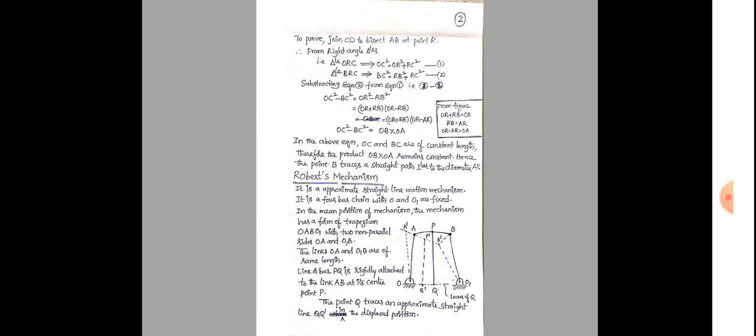This is a Roberts mechanism. The path QQ dash is not exactly a straight line. Therefore, it is said to be an approximate straight line motion mechanism. So this is all about the two broad classifications of straight line motion. One is the exact straight line motion mechanism, for which one can give the example of the Peaucellier mechanism, and the other category is the approximate straight line motion mechanism, for which one can take the Roberts mechanism.